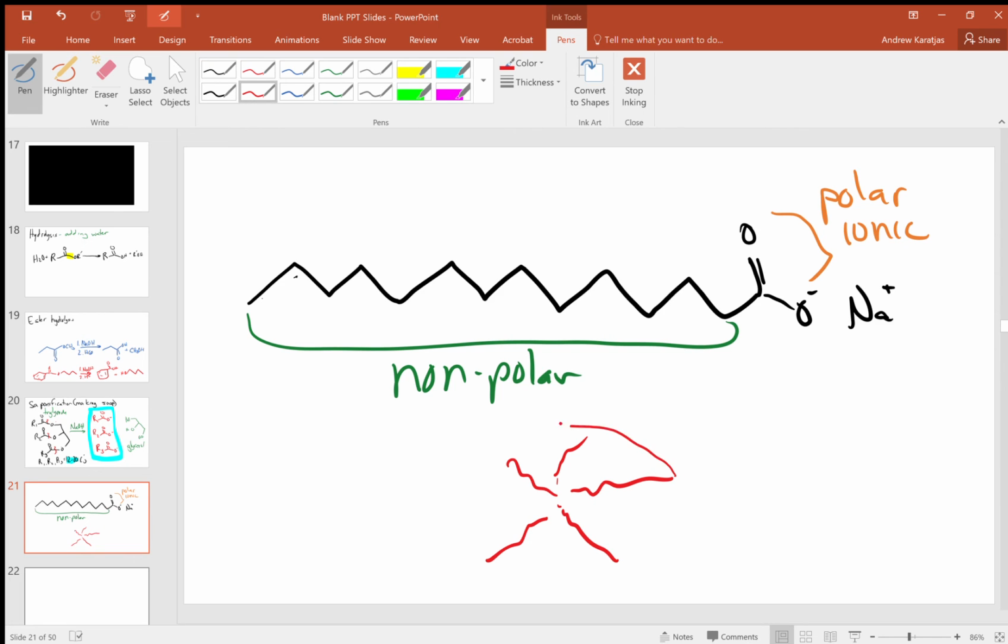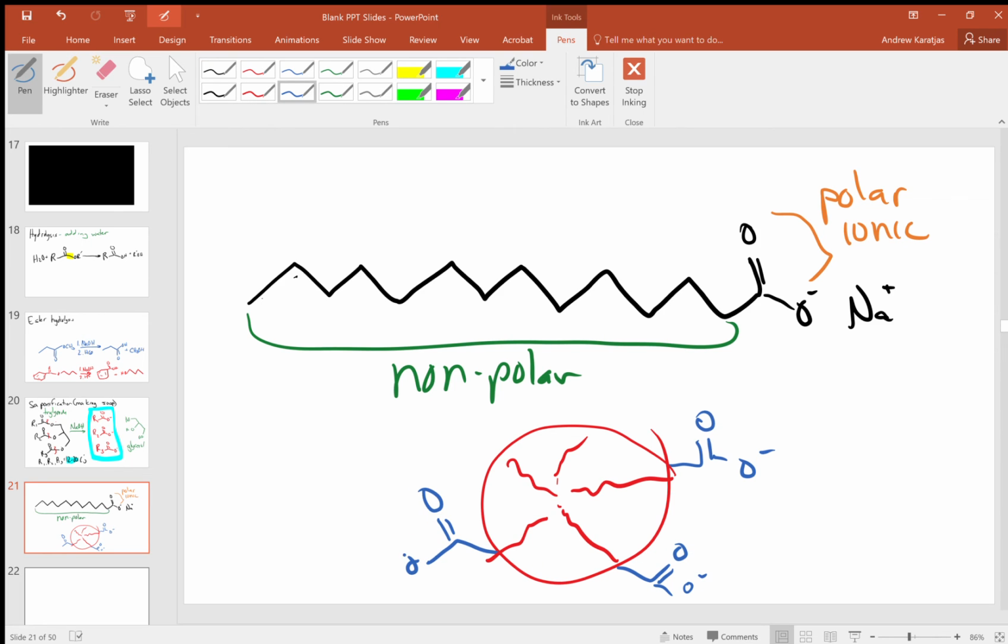So now water comes along, you're washing your hands, and what does water see? Well, the only thing that water sees are these very, very polar carboxylate groups. And this usually happens in a spherical type of arrangement, where again, these nonpolar parts that don't want anything to do with water stay in the middle, and only these very, very polar parts are out on the surface. We call this a micelle, and that allows the water to wash everything away.